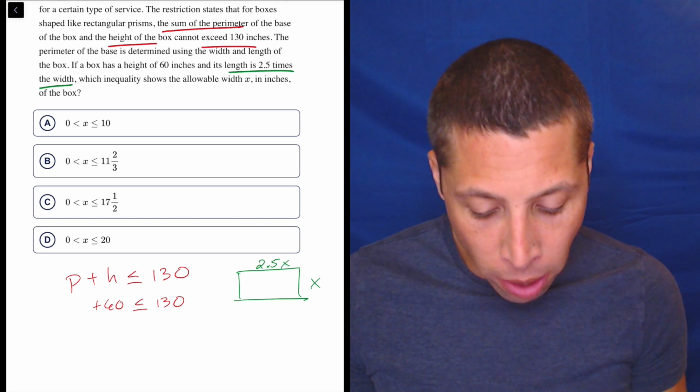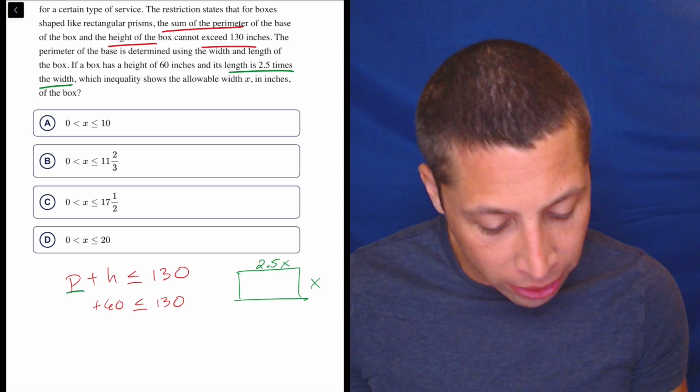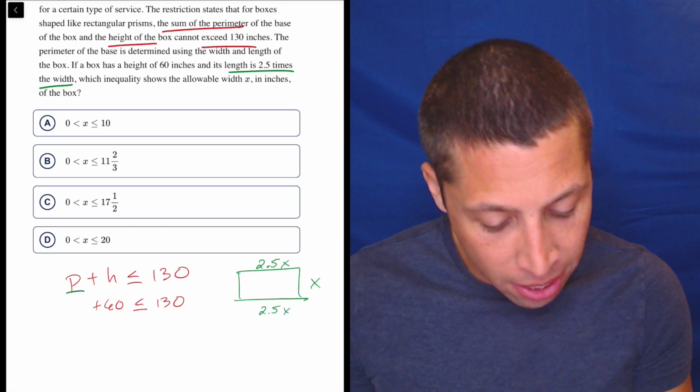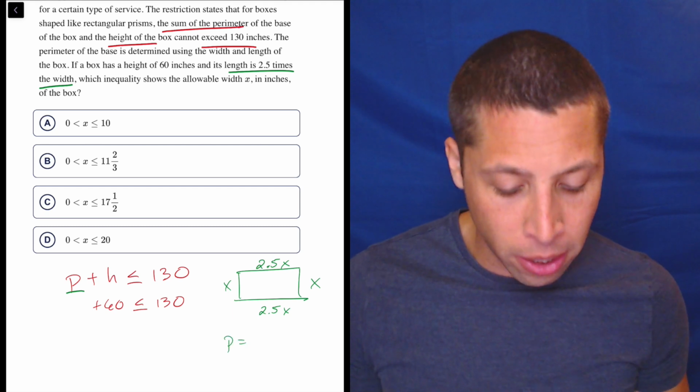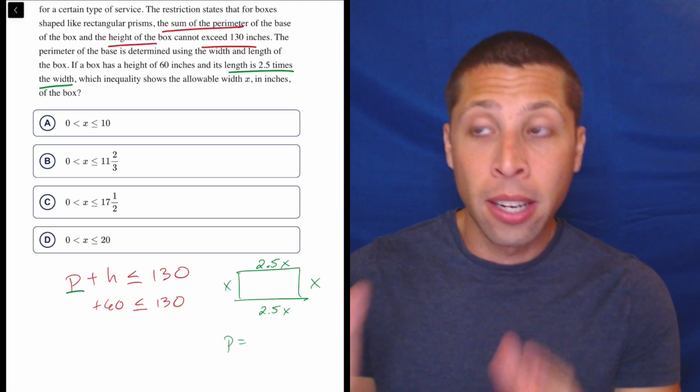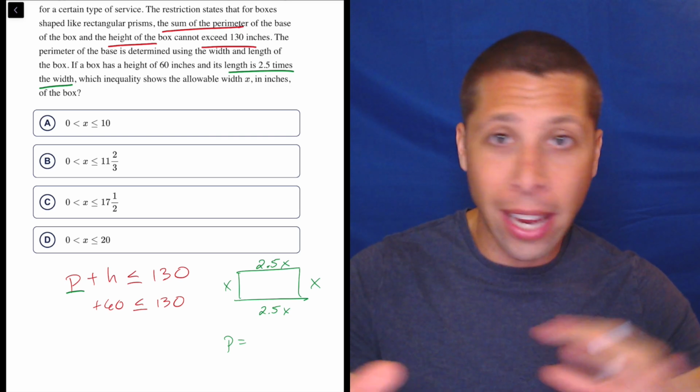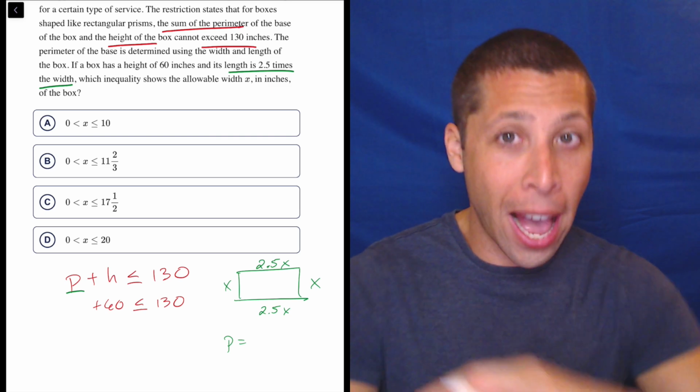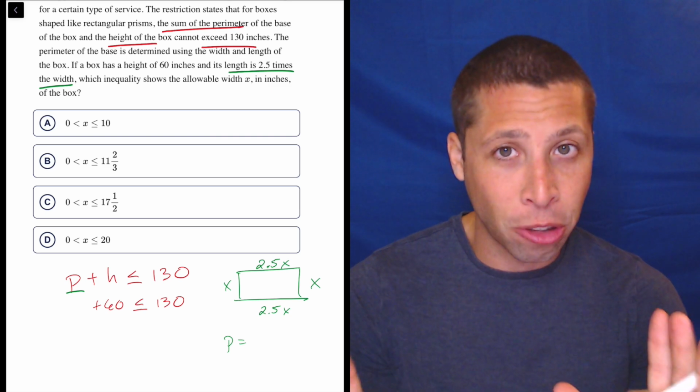So that's going to be 2.5x. Now we wanted the perimeter, so we've got to fill everything else in. This is 2.5x, and this is x. And remember, perimeter is just adding up all the sides. There's no formula that you need to memorize. It's always the same thing, no matter whether it's a rectangle, a triangle, a pentagon, whatever. Add up all the outside sides, that's your perimeter.